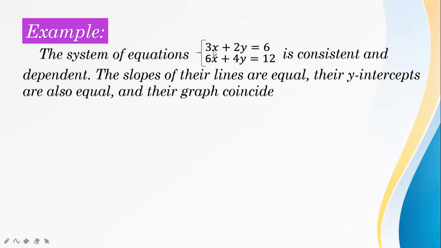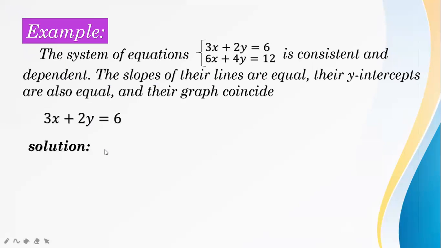The system of equations 3x plus 2y equals 6 and 6x plus 4y equals 12 is, they call it, consistent and dependent. The slopes of their lines are equal and their y-intercepts are also equal and their graphs coincide. So we have the first equation, 3x plus 2y equals 6. So this will be your first equation. Now, ang gagawin natin, kukunin natin yung slope at saka yung y-intercept. So before we identify the slope and the y-intercept, first you change the standard form into slope-intercept form.